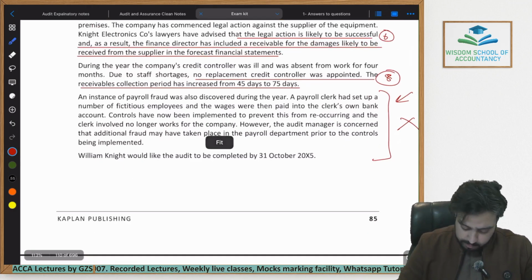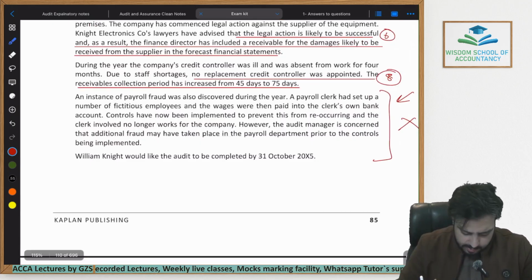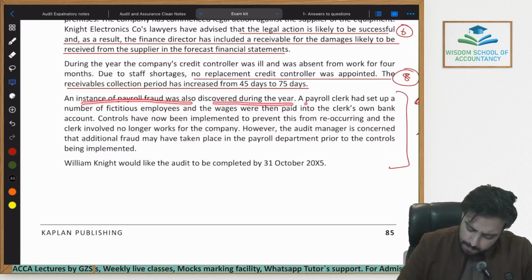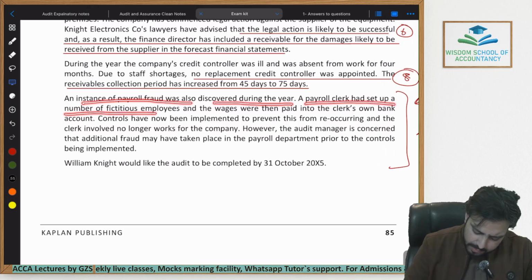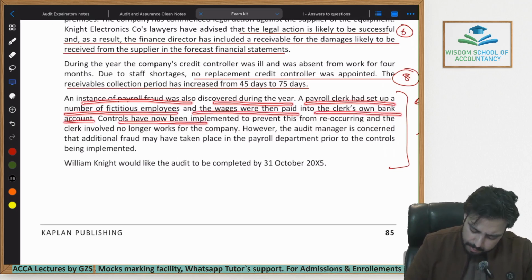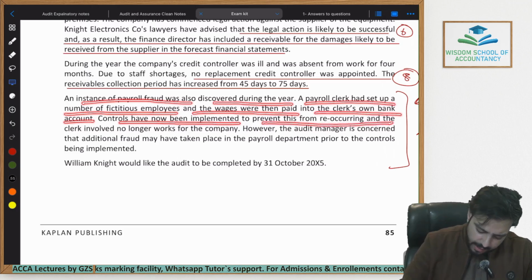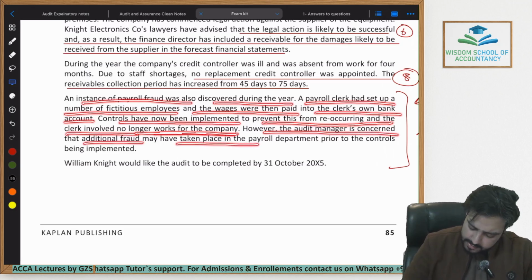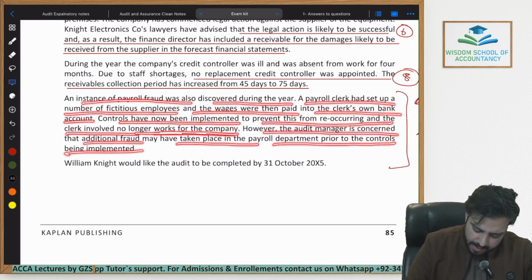But this is the class, so let's discuss it. Let's try to identify risks within this area as well. An instance of payroll fraud was also discovered during the year. A payroll clerk had set up a number of fictitious employees and the wages were then paid into the clerk's own bank account. Controls have now been implemented to prevent this from reoccurring, and the clerk involved no longer works for the company. However, the audit manager is concerned that additional fraud may have taken place in the payroll department prior to the controls being implemented.